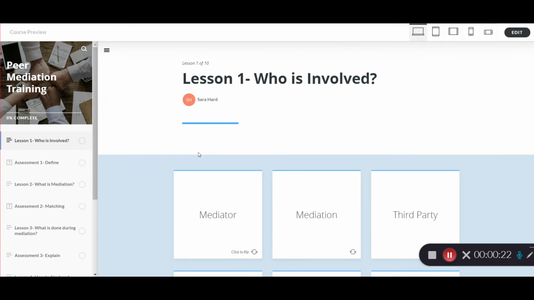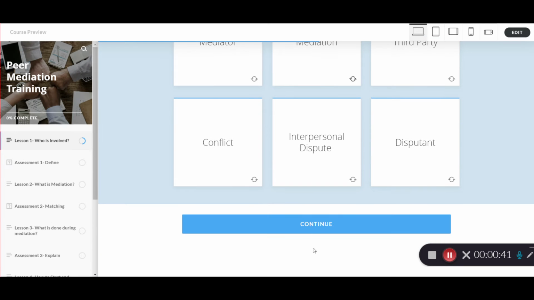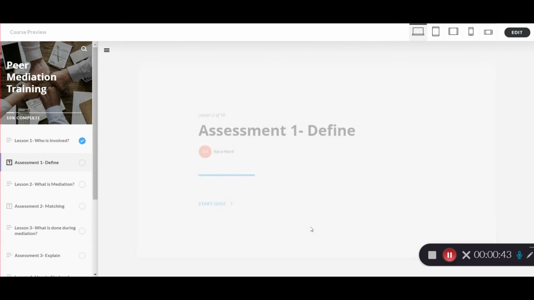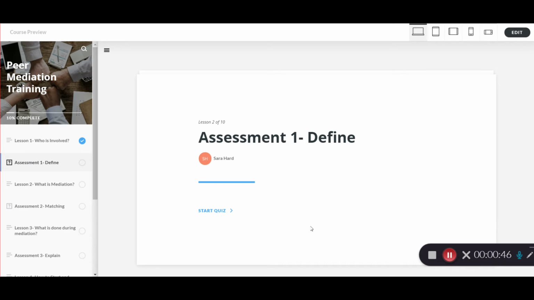Lesson 1 is titled Who is Involved? This lesson allows learners to interact with the flip card feature of RISE to learn about the individuals involved in a mediation, as well as some basic vocabulary that is used frequently in mediation sessions. Following the flip card activity, learners will participate in a formative assessment that will require them to correctly match the term with the definition.